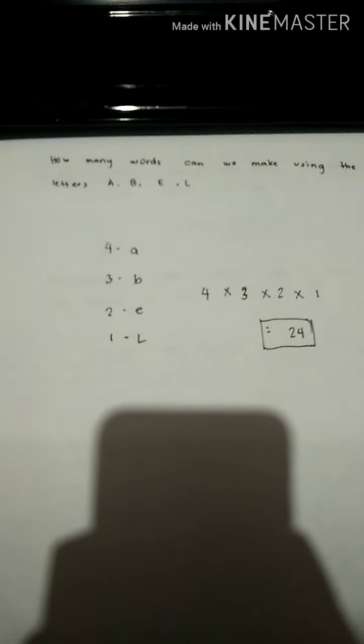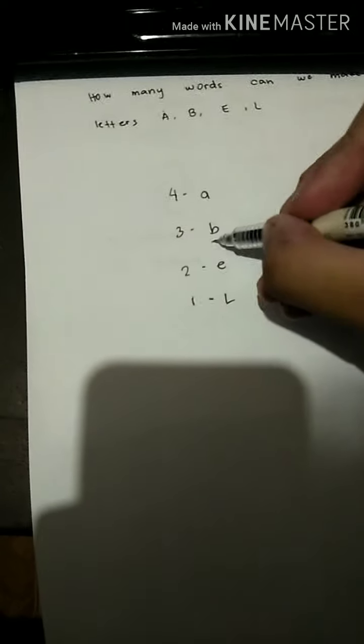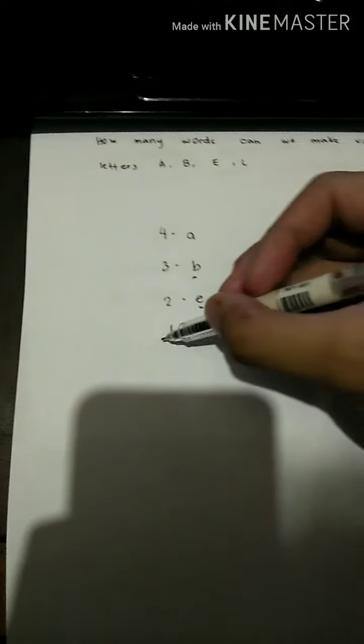Another example of permutation. How many words can we make using the letters A, B, E, and L? We have 4 choices for the first letter. We have 3 choices for the second letter. For the third letter, we have 2 choices, and for the last one, we have only 1.